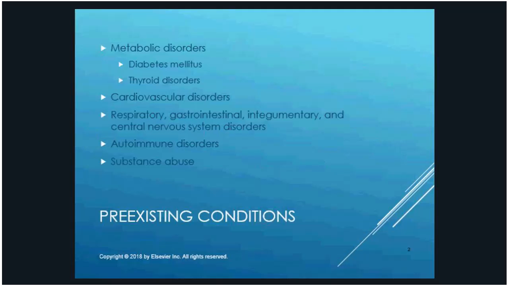Metabolic disorders, which are pre-existing conditions to high-risk pregnancies, are diabetes, thyroid disorders, any cardiovascular disorders, respiratory, gastrointestinal, integumentary, and central nervous system disorders, autoimmune disorders, as well as substance abuse.